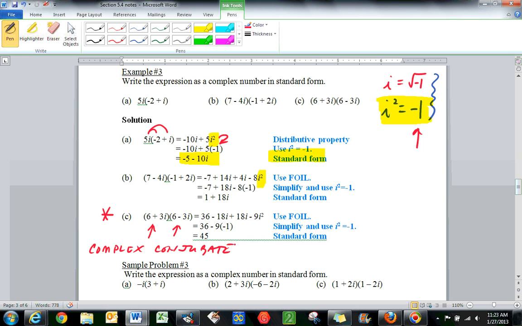If you notice during the foiling process, we have a situation here in the middle where, just like difference of squares, the middle term, or the B term, actually cancels itself out. Negative 18i and a positive 18i actually eliminate each other. And then of course we cannot forget the situation that i squared will turn into a negative 1.